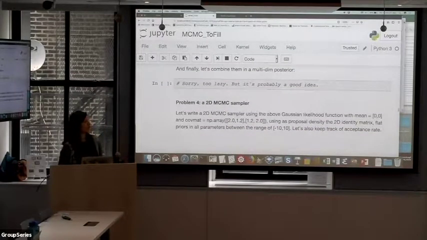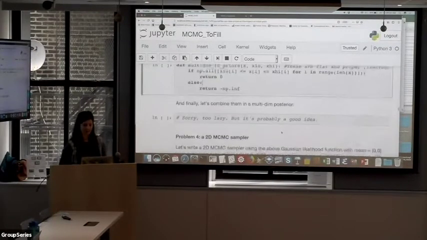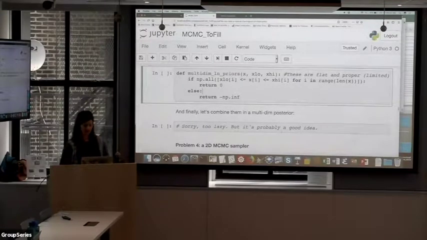State our code to be a 2D sampler. So you have your marginal likelihood function, where this is the mean and this is the covariance, and you have as proposal density this problem 4 in the paper. You can use the 2D identity matrix and use flat priors in all parameters with a range of -10 to 10. Yeah. Can you just zoom out? Oh, yeah. So can you look at this one. Yeah.